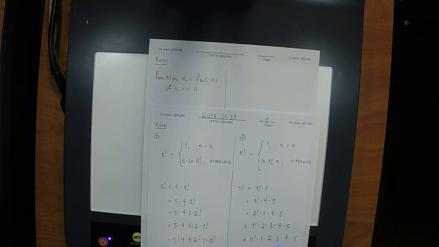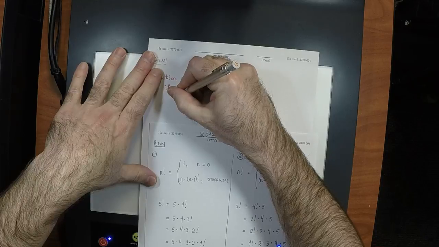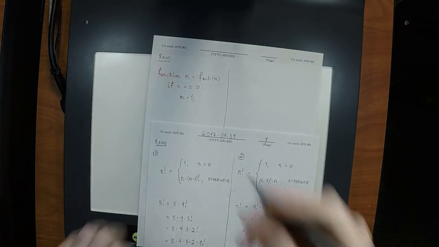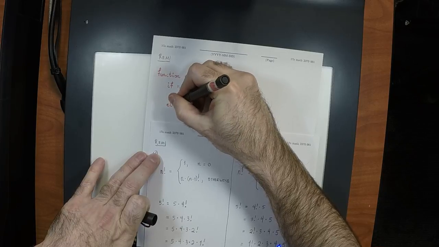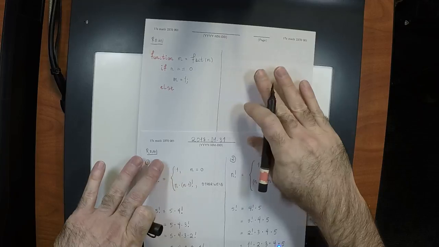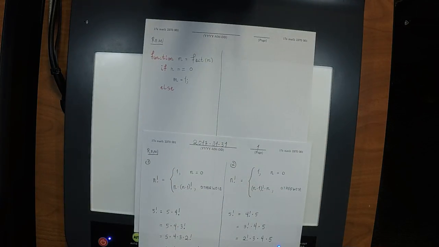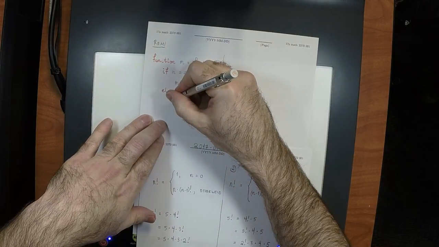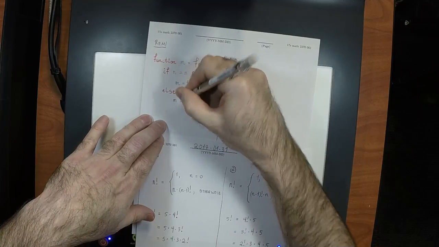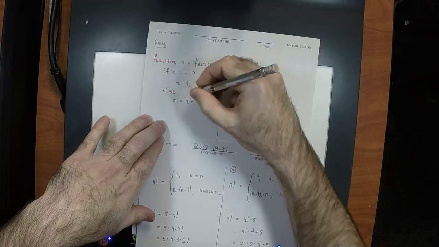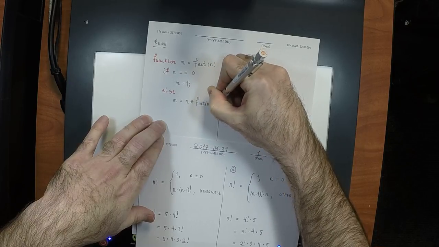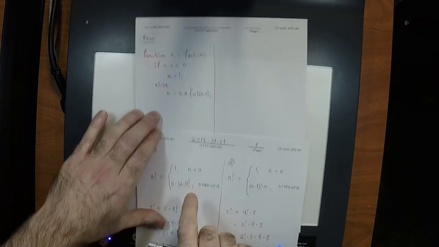So if n is equivalent to 0, then the output is what? 1. Else, okay. So now I'm going to change the definition that we did from last time. Last time I wrote this, but I'm going to cross this out. So m is n multiplied by fact of n minus 1. So that's what we wrote last time. Notice that corresponds to this one.